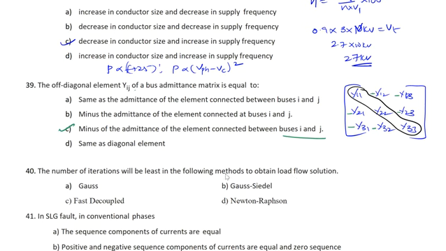Okay. So tell the answer. The answer is D, Newton-Raphson method, where the iterations will be less, but the time taken to solve the iterations is more in case of the Newton-Raphson method.